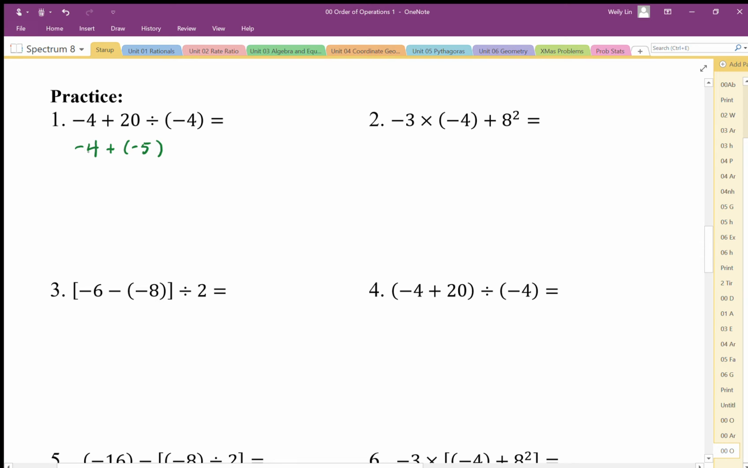If I start at -4 and I go backwards 5, my answer is going to be -9. I go backwards on the number line.